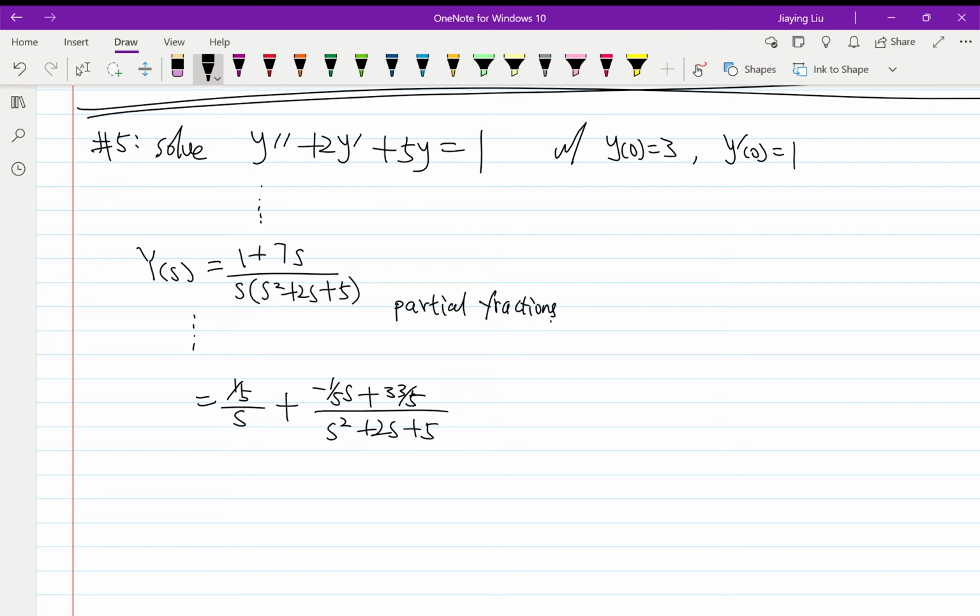And if we want to find the inverse of Laplace transform from here, the first one is easy. This 1 over S, we can look at the table, right? Figure out what it is. This one is a little bit difficult because the denominator is going to give us a lot of trouble here.